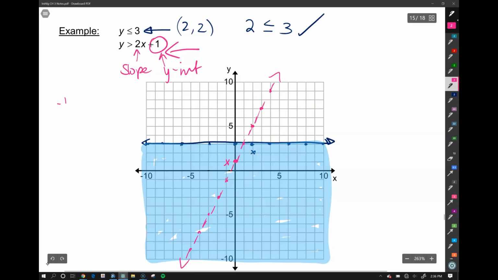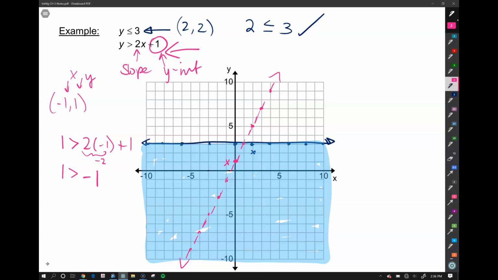So you said negative 1, 1. This is the x I'll plug in, this is the y, and I'm going to plug it into my inequality. So it's 1 greater than 2 times negative 1 plus 1. Let's simplify it out. Negative 2 times negative 1 is negative 2. Negative 2 plus 1 is negative 1. Is 1 greater than negative 1? Yep, that's true. Since it's true, I will go ahead and shade the half where the point I chose is.